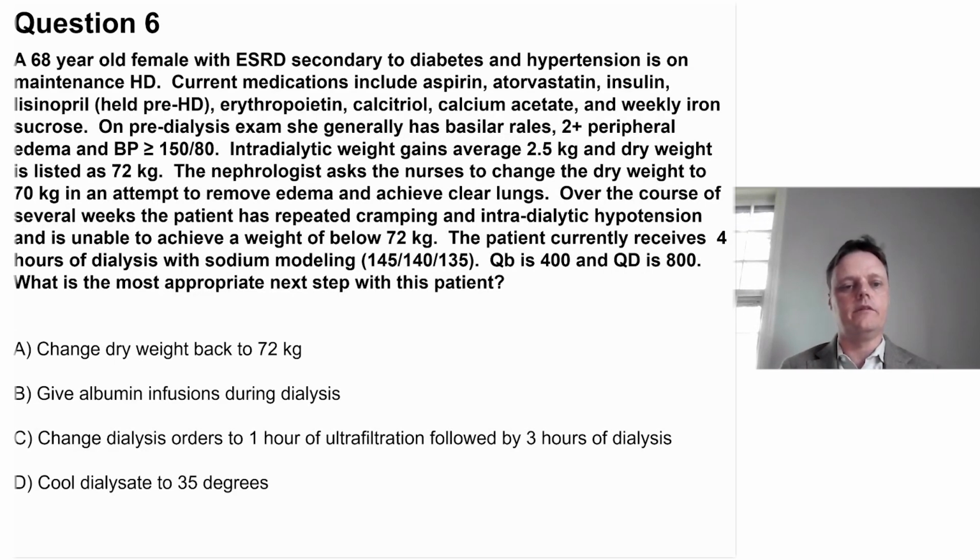Over the course of several weeks, the patient has repeated cramping and intradialytic hypertension and is unable to achieve a weight below 72. She currently receives 4 hours of dialysis with sodium modeling, 145, 140, and 135. Her blood flow is 400 and dialysate flow close to 800. What is the most appropriate next step in this patient? 1, change the dry weight back to 72. 2, give albumin infusions during dialysis. 3, change dialysis orders to 1 hour of ultrafiltration followed by 3 hours of dialysis, or 4, cool the dialysate to 35 degrees.